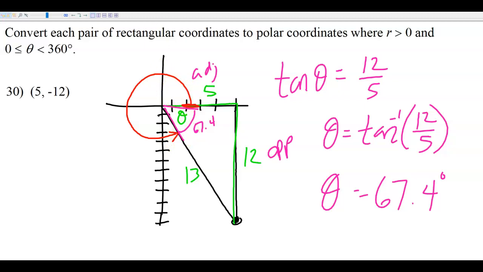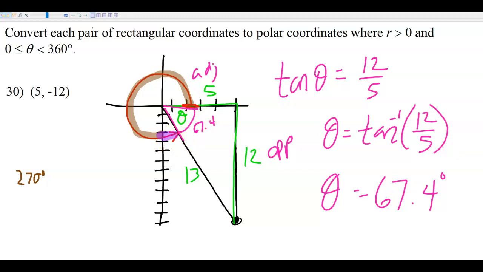Now I know that from here all the way to here is about 270 degrees. Or maybe you would have done it a little differently. Maybe you would have said 180 and 90, but still that's 270. And then I still need to find a little bit more. I need to find out what this little portion would be. That's a missing piece, right? So if this is 67.4, what's the missing piece?